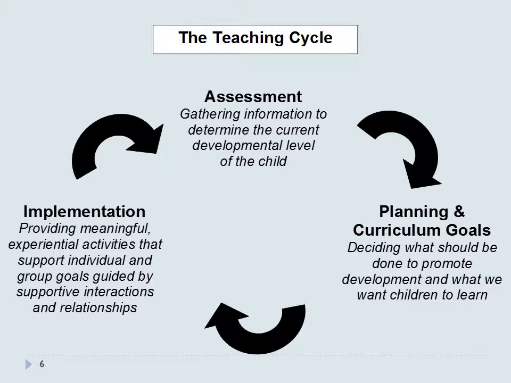The next step is planning and curricular goals. And this is where you're making decisions based upon the assessment data that you've gathered on what you want children to know and be able to do, and what you're going to teach to help support that. The third step is implementation, and that is the how. So how are you going to teach children to meet those goals, to learn what you want them to know how to do? As part of implementation, you're moving back into assessment and observing children and really evaluating and thinking about, did children make progress towards the goals that you set?